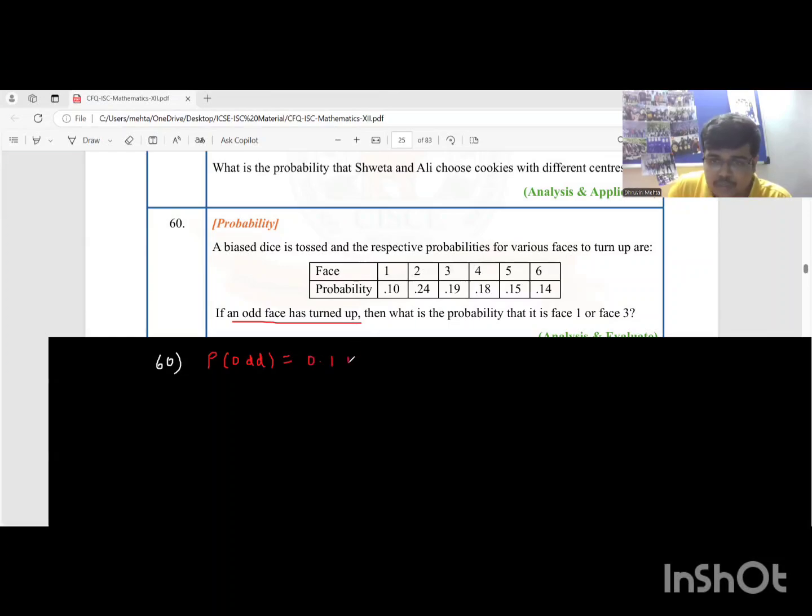So that is 0.1 plus 0.18. Sorry, it's 0.19 plus 0.15. So this is as good as 10 plus 19 plus 15, which is 44. So 0.44. What is the probability that it is face 1 or face 3? The probability for face 1 is 0.10, face 3 is 0.19. So this is 0.29. So the answer, students, is going to be 0.29 upon 0.44, which is 29 by 44.